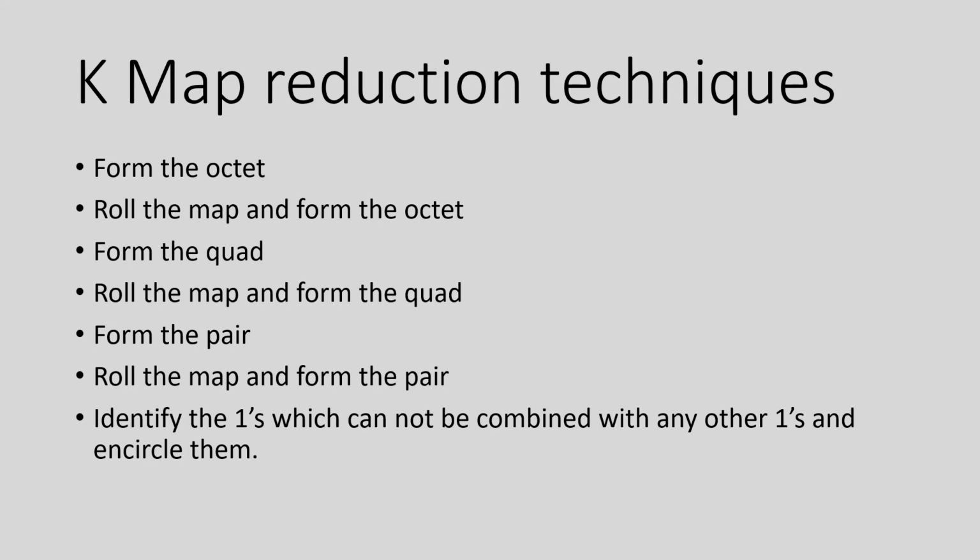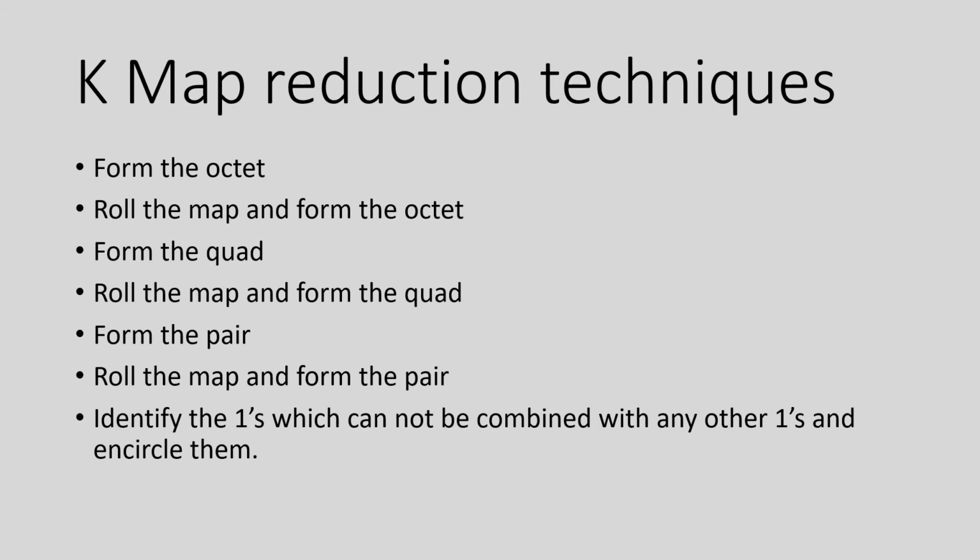Let us see K-map reduction techniques. Whenever a K-map is given in the example, first go for forming the bigger group. That means you first form the octet. If an octet is not present in the K-map, then don't jump quickly to form the quad. Take the step that you roll the map and try to form the octet. If that is not happening, then only go for quad.